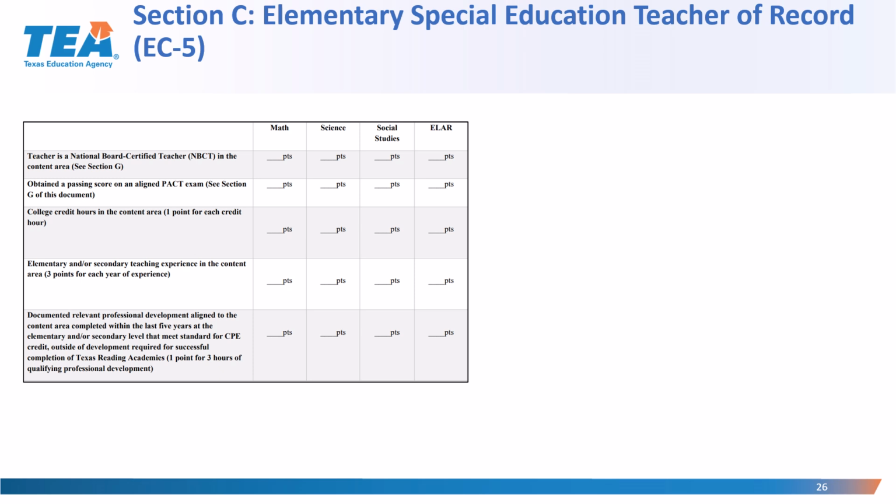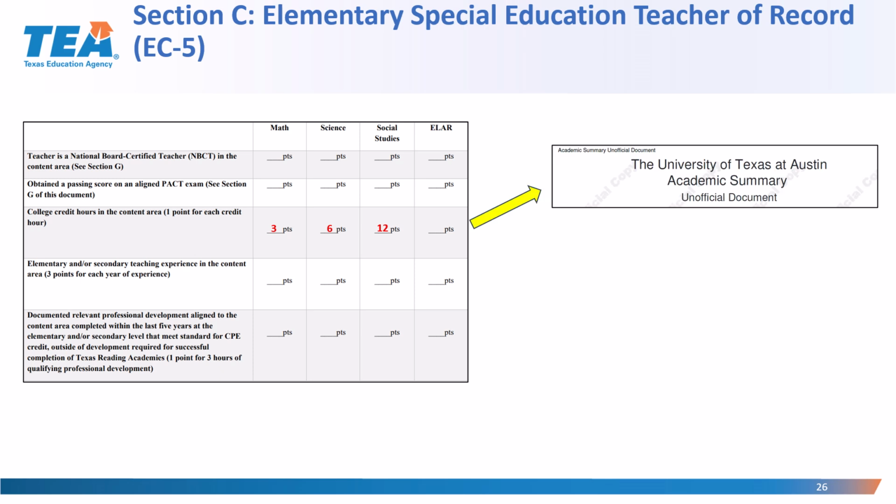First, Ms. Lynn's college credit hours will be documented in the appropriate row, meaning she has 3 hours of undergraduate math coursework, 6 hours of undergraduate science coursework, and 12 hours of undergraduate social studies coursework, as verified in her academic summary documents.